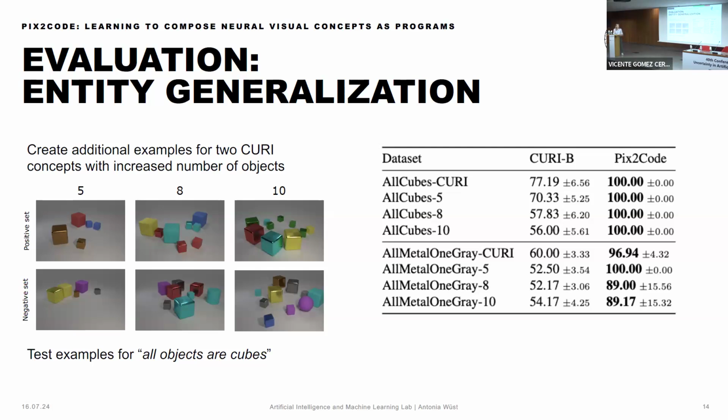And then we considered another concept, which is all objects are metal and one is gray. So a bit more complex. And here also the baseline performance drops. And for Pixel Code, the program, we have 3 seeds here. And for 1 seed, we didn't find the perfect program. And that's why the accuracy is a bit lower here. But for 2 seeds, it was still the right concept. And as you can see, the accuracy is still way over the baseline.